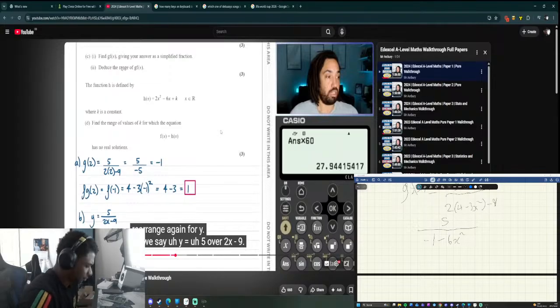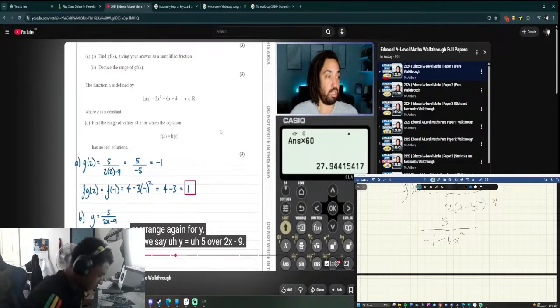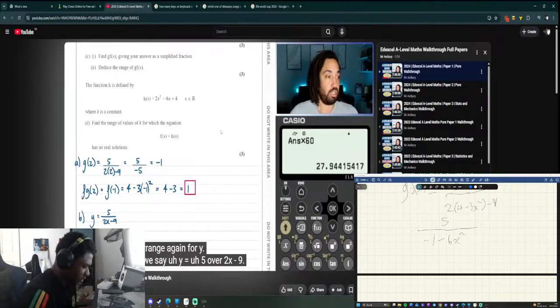Deduce the range. Still don't understand what range is. But from his description, range is, well, can this be 0? 5 over something. Basically no. 5 over nothing. Nothing you can put 5 over creates 0. So it can't be 0.